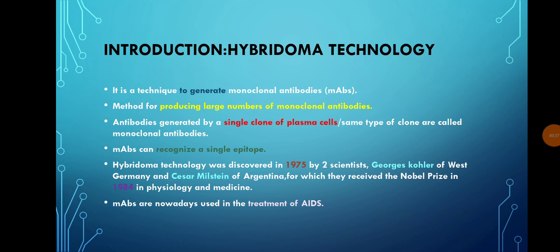Getting into the introduction, it is a technique to generate monoclonal antibodies, a method for producing a large number of monoclonal antibodies. Antibodies generated by a single clone of plasma cells, or the same type of clone, are called monoclonal antibodies. Monoclonal antibodies can recognize a single epitope. Hybridoma technology was discovered in 1975 by two scientists, Georges Köhler of West Germany and César Milstein of Argentina, for which they received the Nobel Prize in 1984 in Physiology and Medicine. Monoclonal antibodies are nowadays used in the treatment of AIDS.